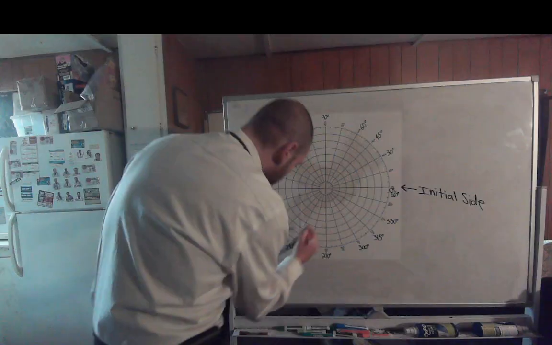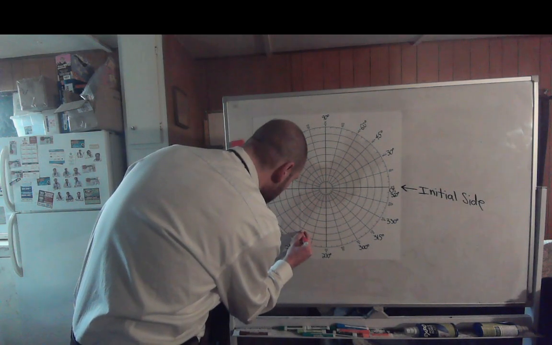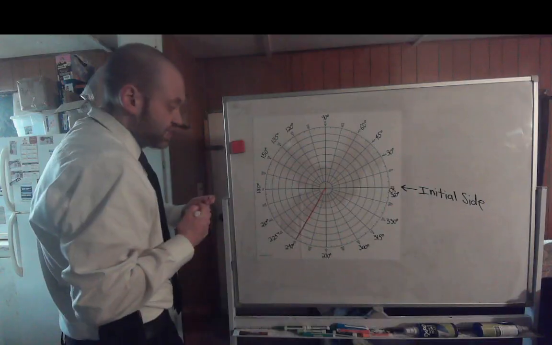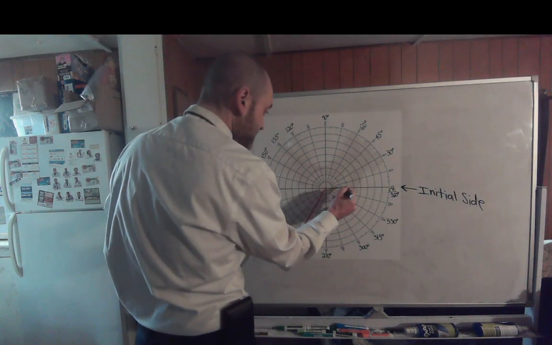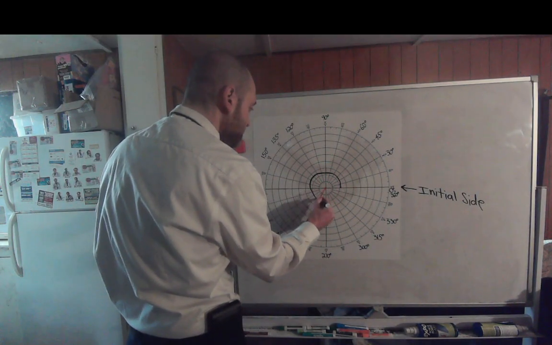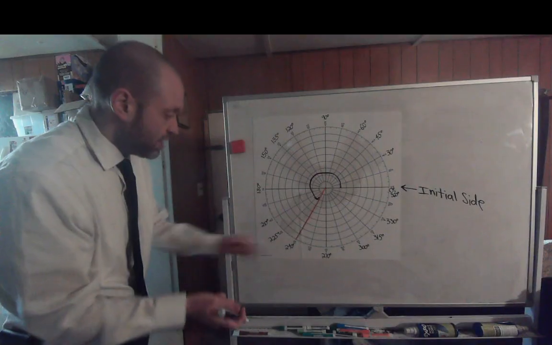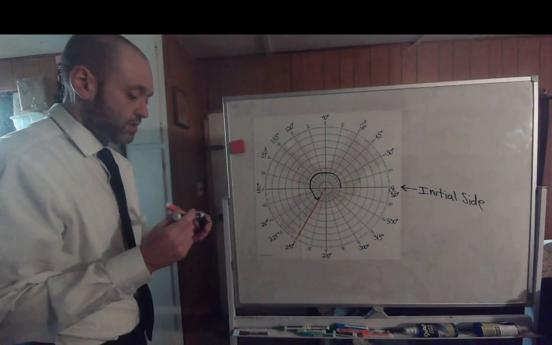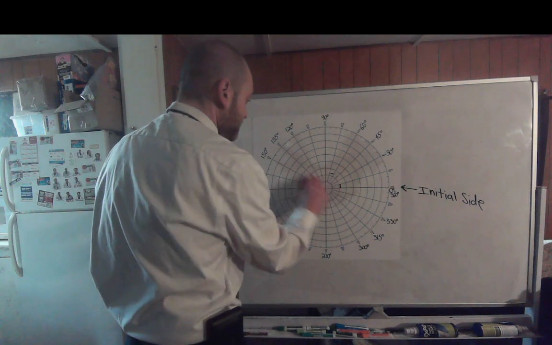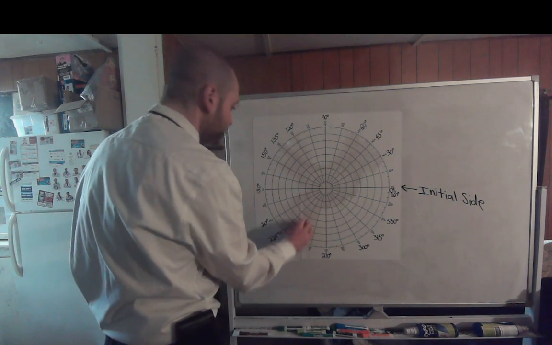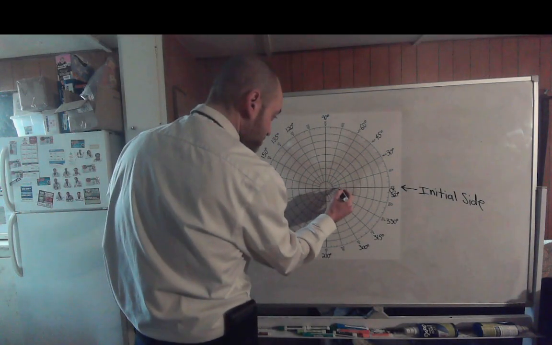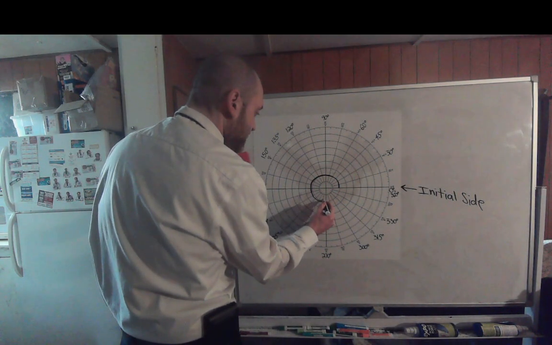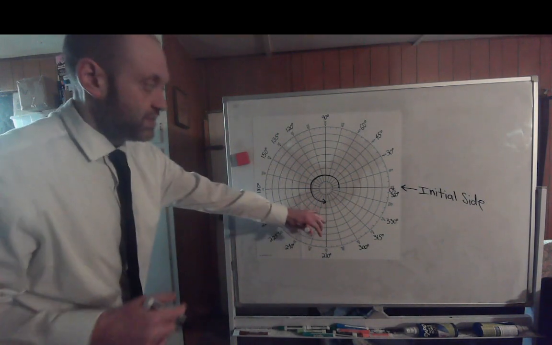Yep, let's draw this correctly, right? So there's my 240 degree angle. My initial side is still the positive x-axis. My terminal side is at 4 pi over 3, which is 240 degrees. So there's my 240 degree angle. And then, of course, we can have a 270 degree angle. If we start from the positive x-axis, which is the initial side, to the negative y-axis, that's 270 degrees.